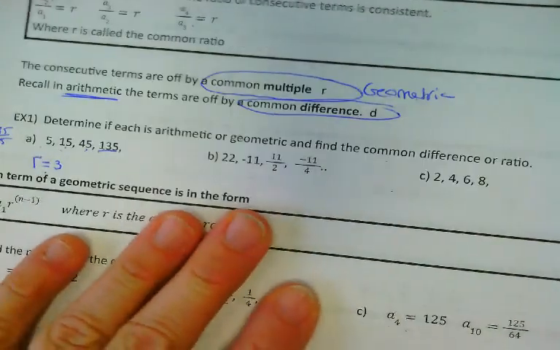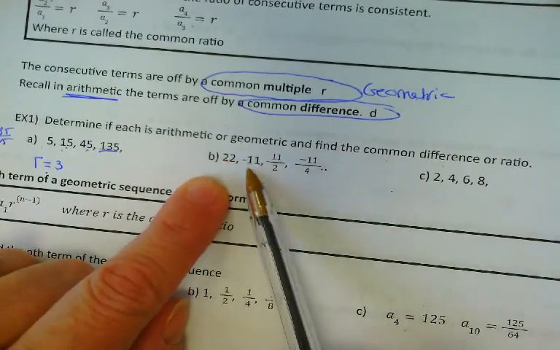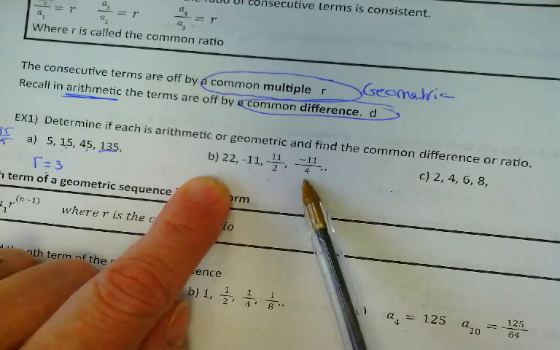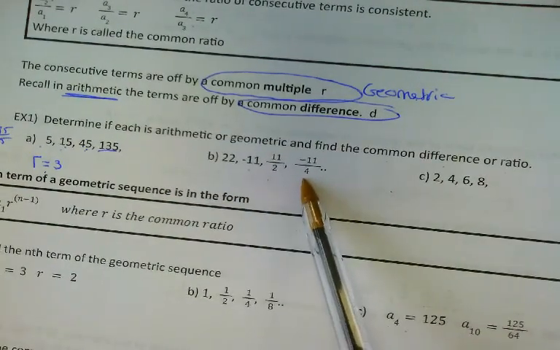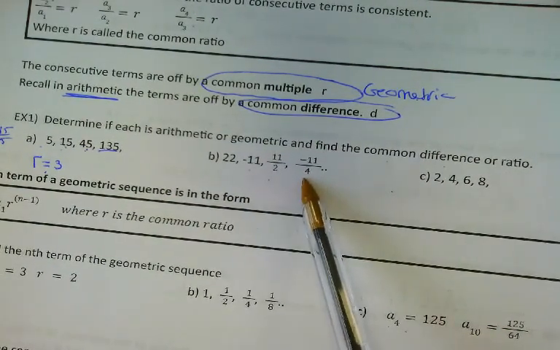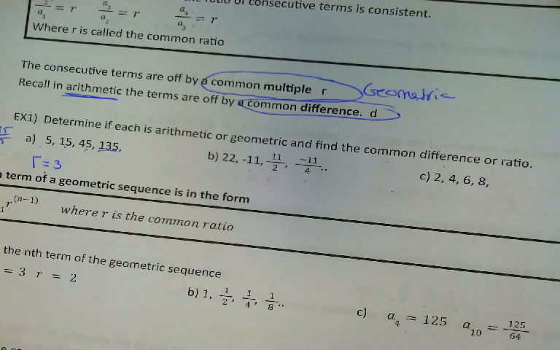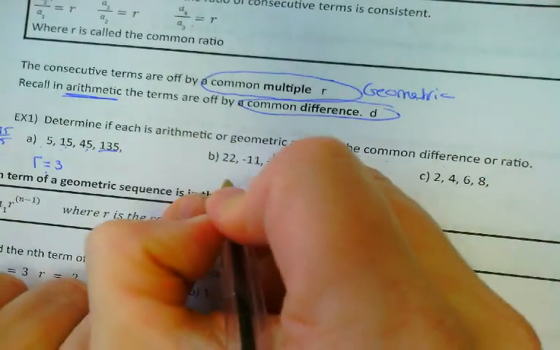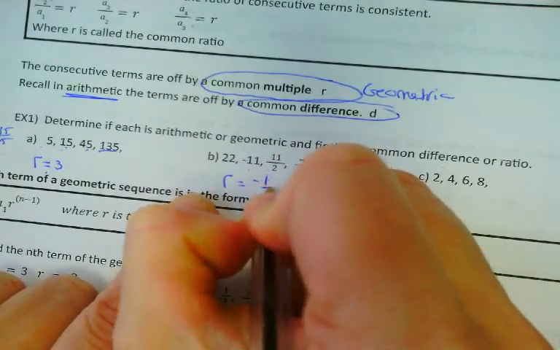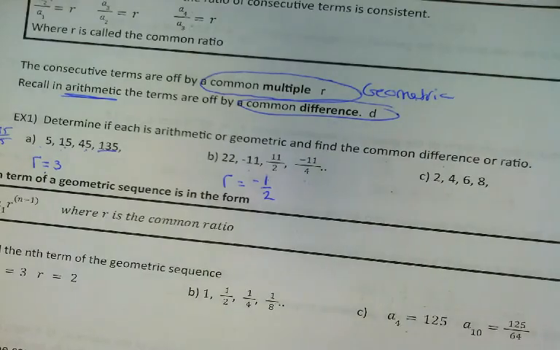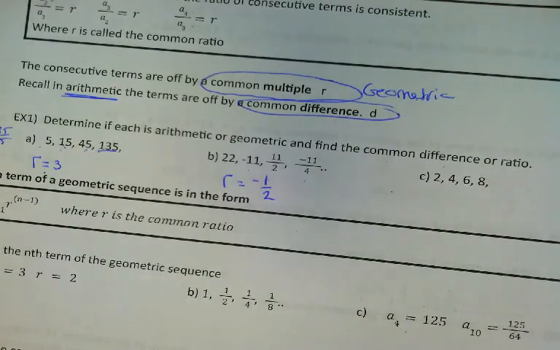All right, let's take a look at B. 22 to negative 11 to 11 halves to negative 11 fourths. Am I adding or multiplying? Now if you want to think dividing, you just have to convert it to multiplication, because it has to be multiplication. So, Rohan, you're thinking divide by what? Divide by negative 2. Now I have to make it a multiplication statement, which means I'm multiplying by what? Negative 1/2. So my common ratio is negative 1/2. Your answer is never going to be divided by. Convert it to a multiplication sentence.